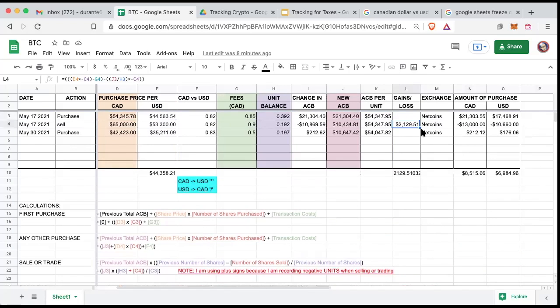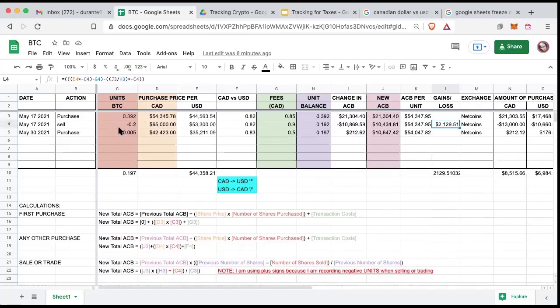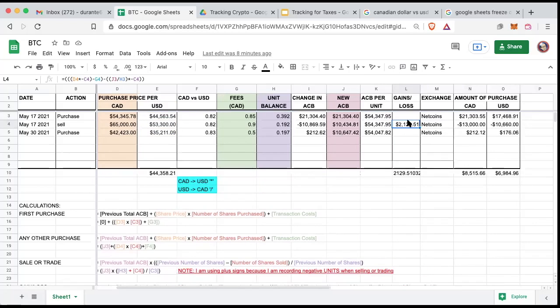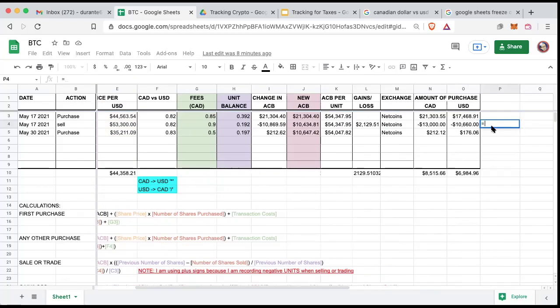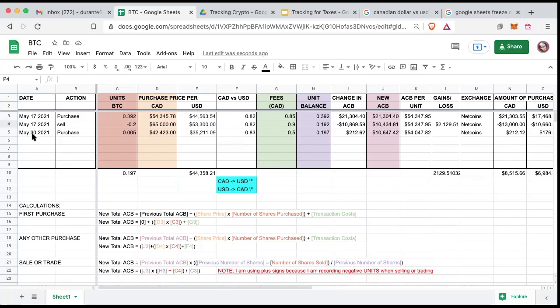So if the math goes through, in this particular example, selling 0.2 Bitcoins at $65,000 Canadian, the gain would have been 2,129, and that would have to be recorded in taxes. Remember, 50% of that is taxable. And if you want to do the calculation, you could always add a column or something, and you could say equals that divided by 2, so $1,064.76 is taxable.